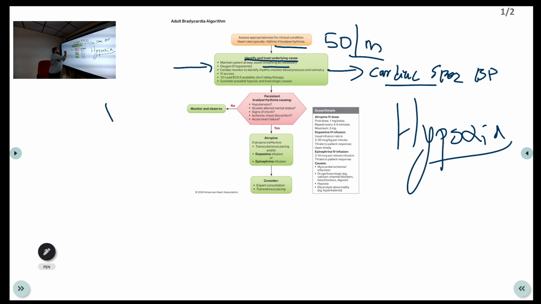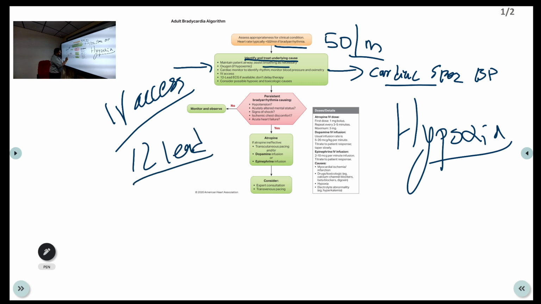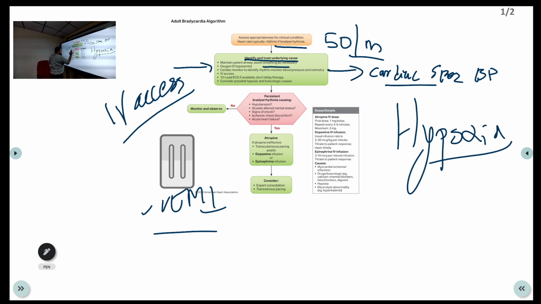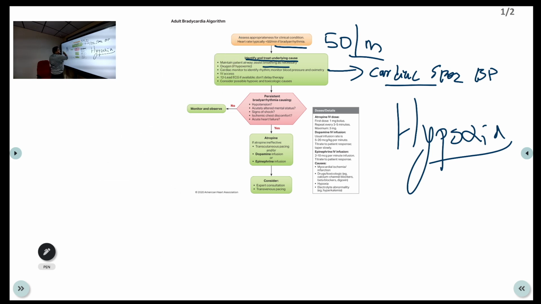If there is no IV access, you have to put an IV access, then get a 12 lead ECG and see if there is any evidence of ST elevation MI. As I told, ST elevation MI can cause bradycardia. It's not always tachycardia, because if a right coronary infarction is happening and the blood supply to the SA node and right ventricle is affected, you can have bradycardia and ST elevation in the ECG. So you have to take a 12 lead ECG, look for ST elevation MI, and also consider hypoxia and toxicological causes.